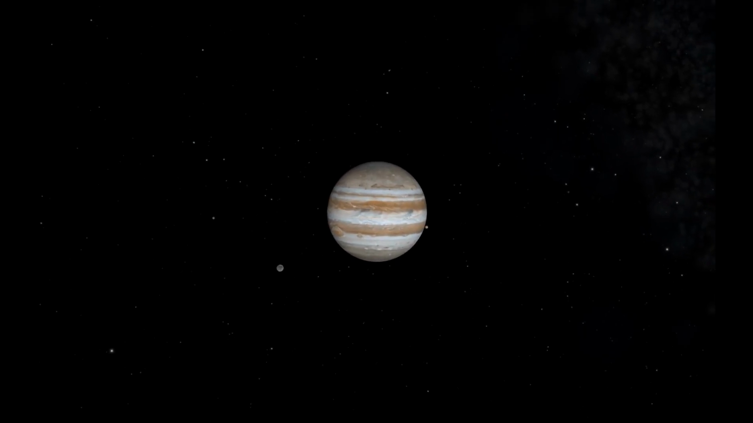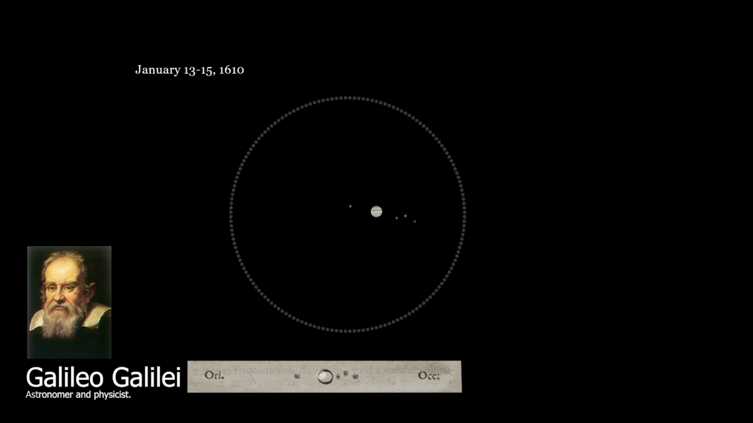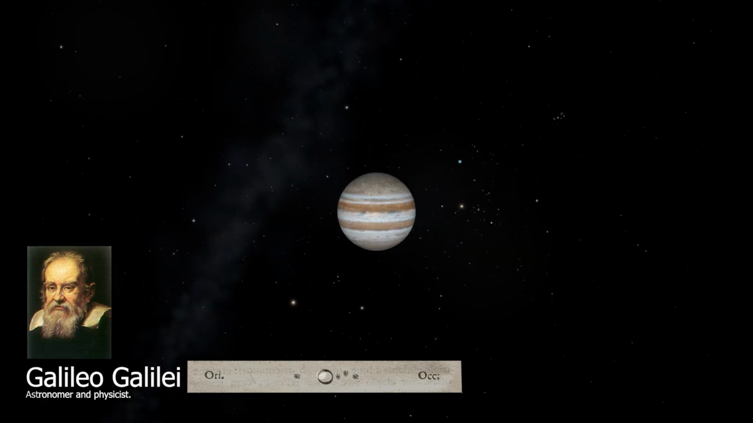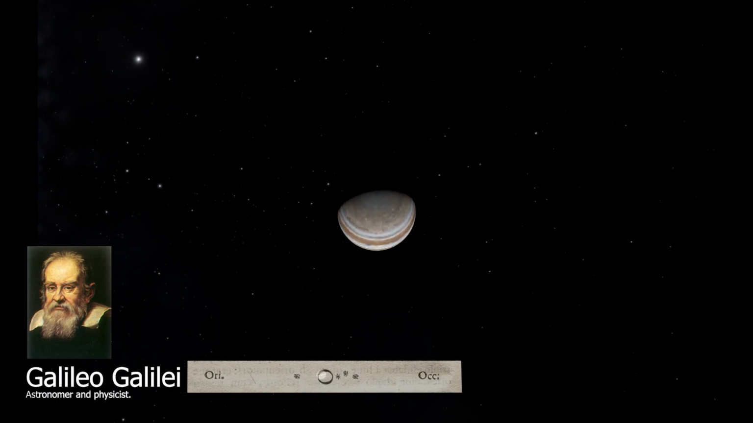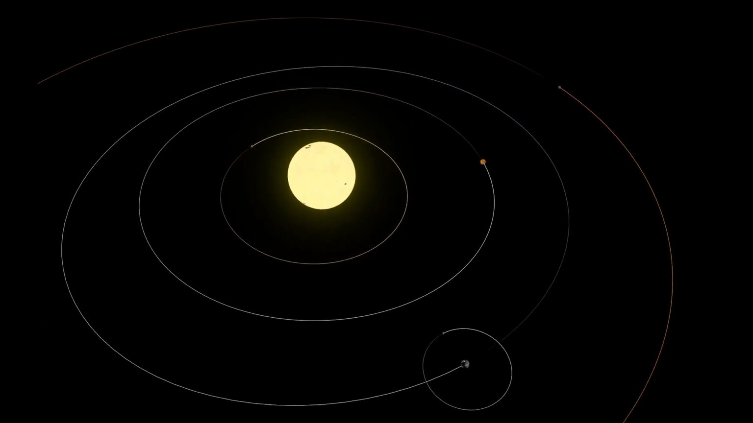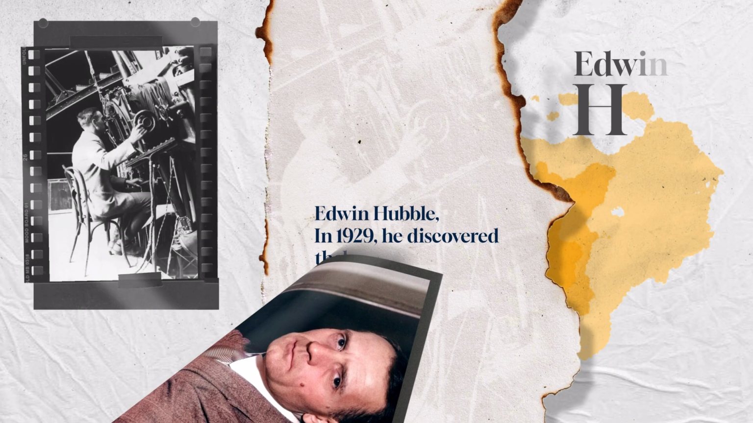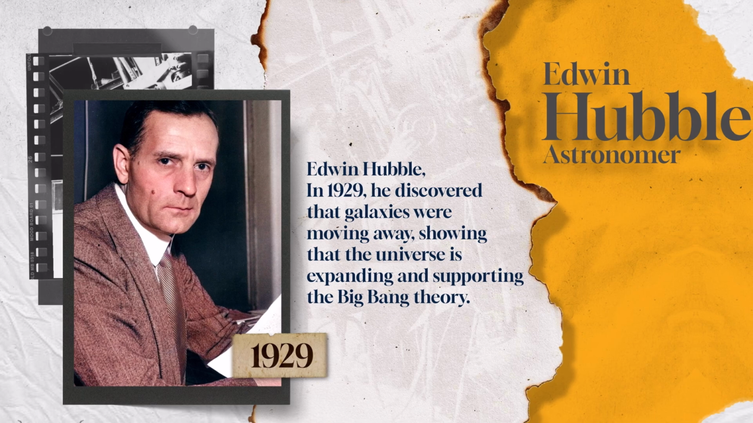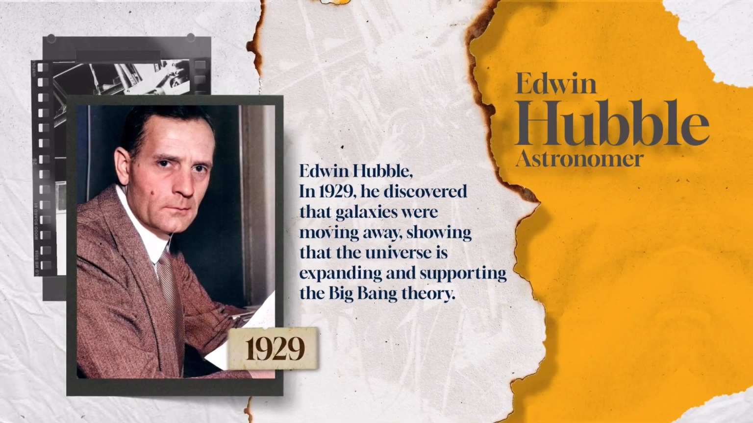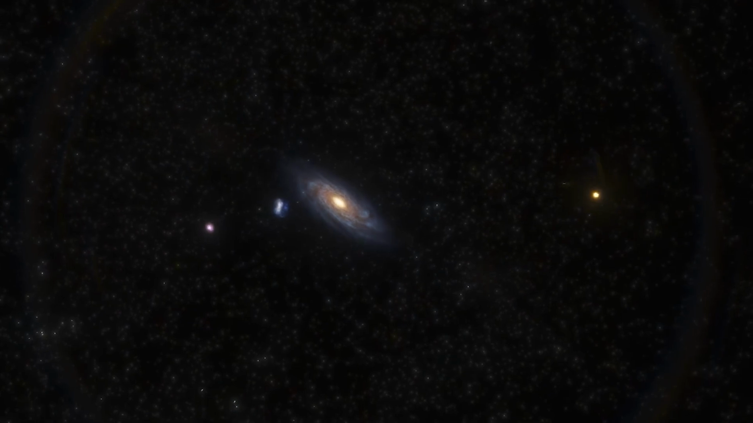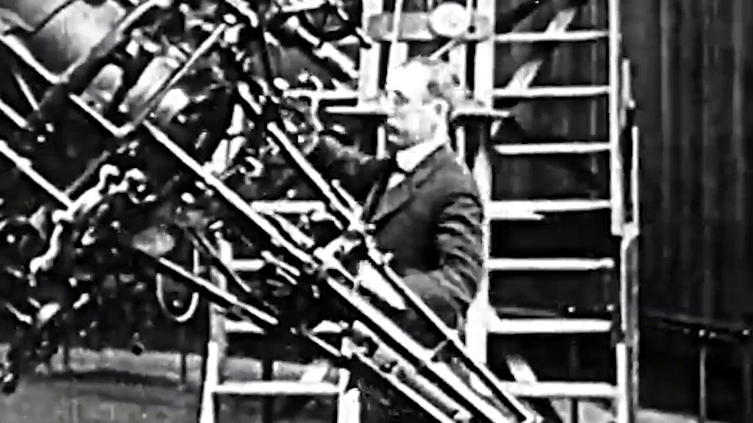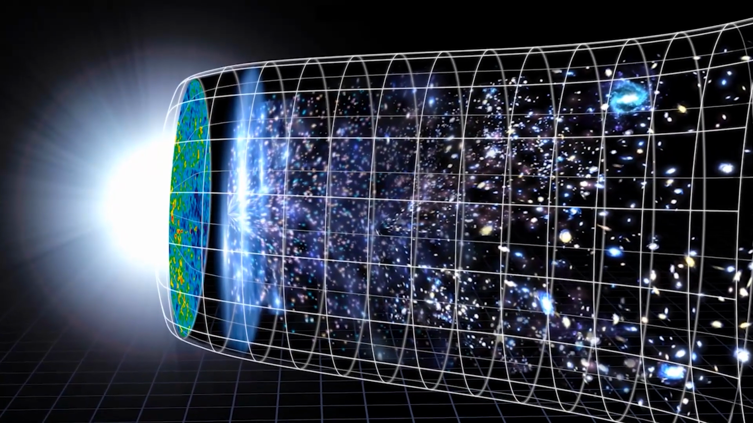Similar groundbreaking observations had been made in history. In 1610, Galileo discovered 4 moons orbiting Jupiter with his telescope. This discovery supported the idea that the Earth was not the center of the universe and led to a scientific revolution. In 1929, Hubble discovered that galaxies were moving away, and that the speed of this recession is directly proportional to the distance of the galaxy from us. This discovery showed that the universe is expanding and supported the Big Bang theory.